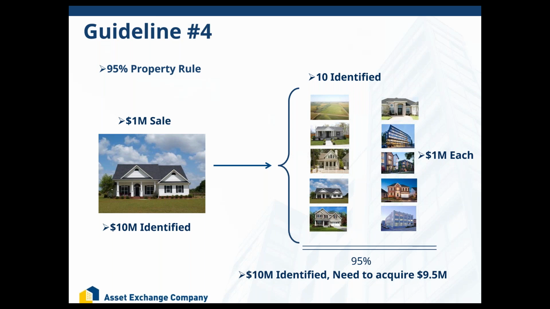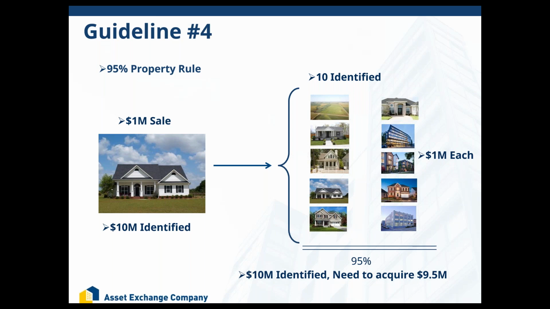Because we've identified $10 million worth of property, what just happened? We've exceeded our 200% rule, because that was how much? $2 million. So that puts us into the 95% rule. So in our example, let's just say we only acquire 9 out of the 10 properties. That's only 90%, or $9 million. That's not 95%. If we only acquire 9 out of the 10 properties, guess what happens? We blow our entire exchange and we have to pay all of the taxes.